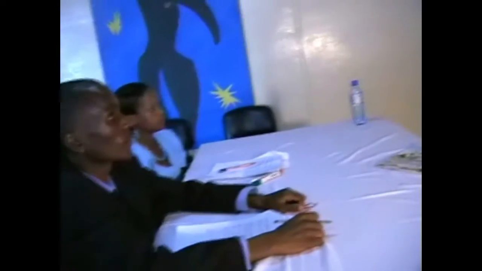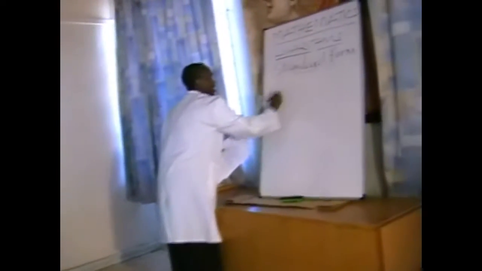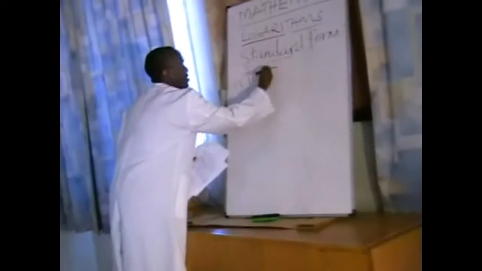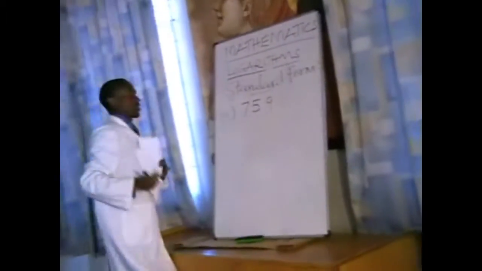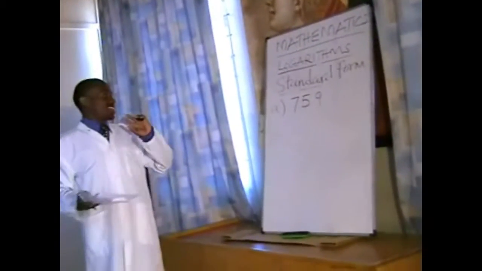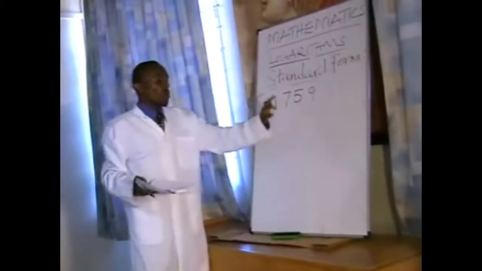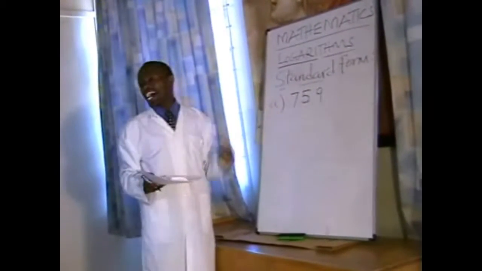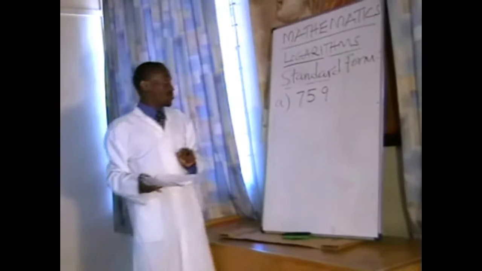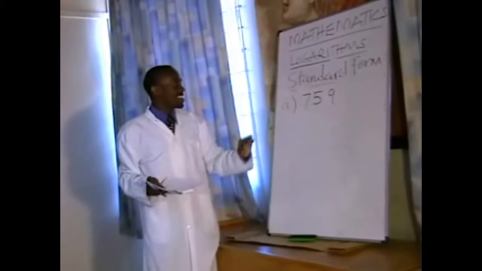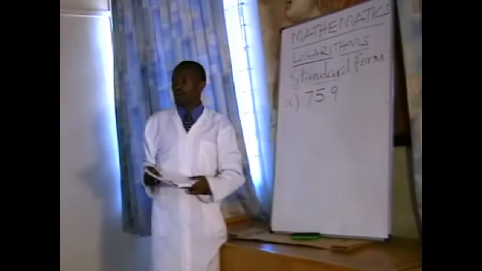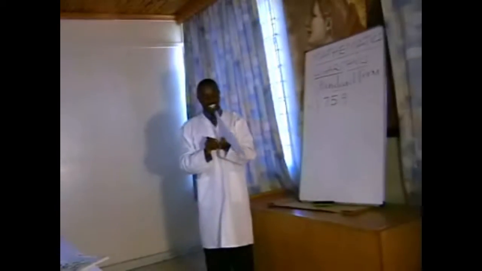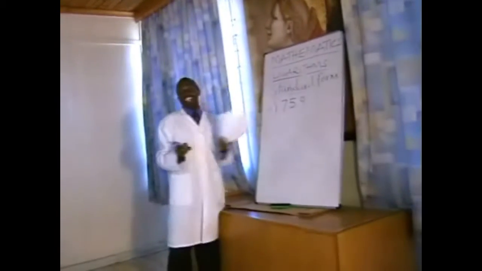So we're going to consider an example to see how we can express numbers in standard form. The first example. Express the following numbers in standard form. A, 759. The first step is to locate where the decimal is by inspection. For example, in this number 759, where is the decimal, Mariam? It's after 9. Yes, the decimal is after 9.